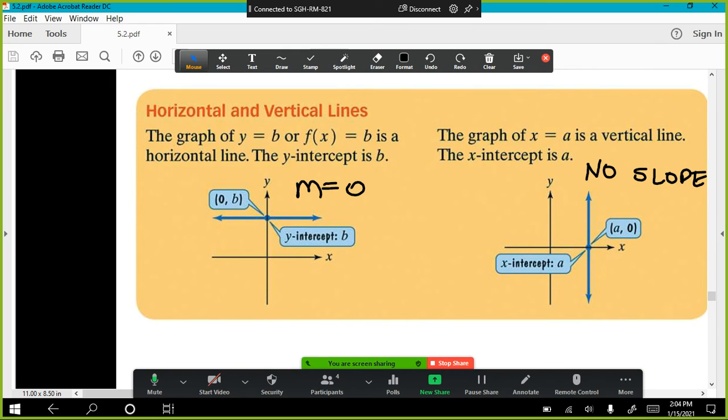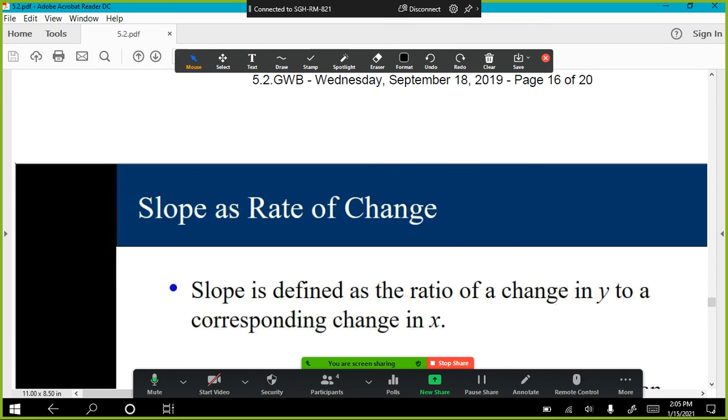All right. One other thing, the slope. Horizontal lines have a slope of 0. Vertical lines do not have a slope at all, because if we use the slope formula, it would cause the denominator to be 0. Since we're subtracting, the x coordinates are the same, it would cause the denominator to be 0. So vertical lines have no slope. Horizontal lines have a slope of 0. Okay, so that's something you need to remember about horizontal and vertical.